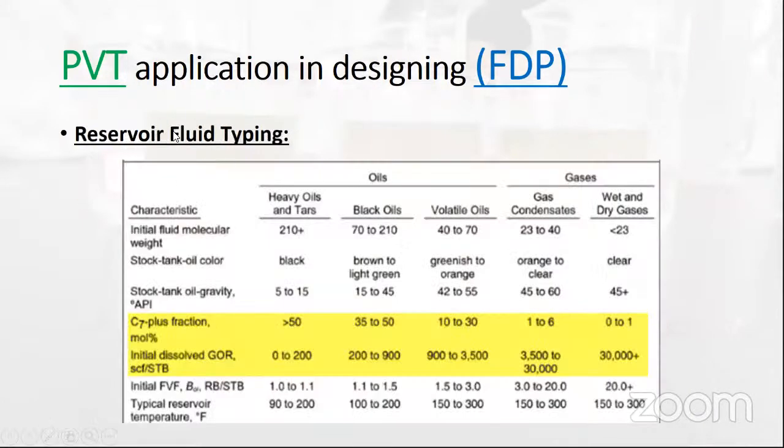So the first application for the PVT is to type our reservoir fluid. We should know the type of reservoir fluid before progressing into the field development plan, because several aspects of the field development plan depend on the type of the reservoir fluid. For example, the production facilities. The production facilities for the volatile oil will be different from the production facilities for the gas condensate. The gas condensate will require a gas plant that can separate the gas plant products like the LPG, propane and the other components from the dry gas to be processed as LPG, which will have a higher price and will have an effect on the project economics. Okay.